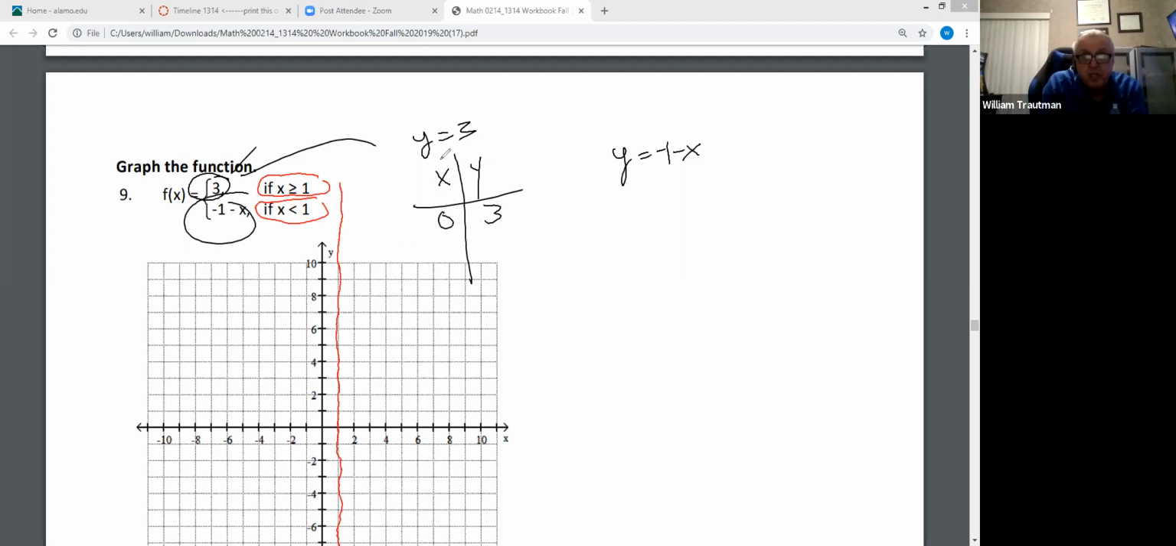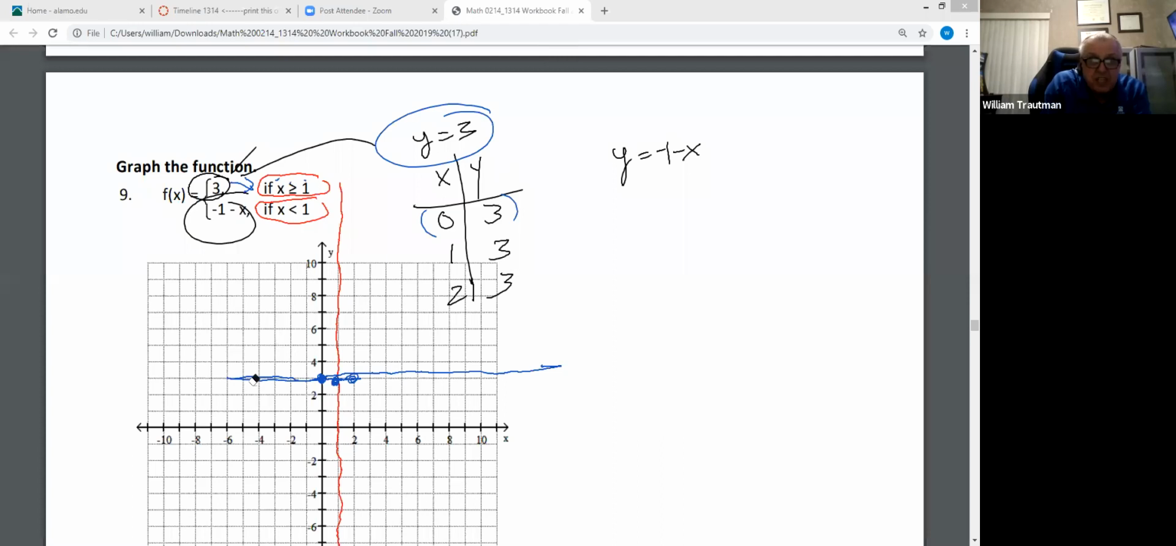I'm going to plug 0. Y equals 3. I'm going to plug 1. Y equals 3. I'm going to plug 2. So I'm going to do this graph in blue. Y equals 3 at coordinates 0, 3, 1, 3, and 2, 3. Now look at this graph. You connect the dots and there's our line.